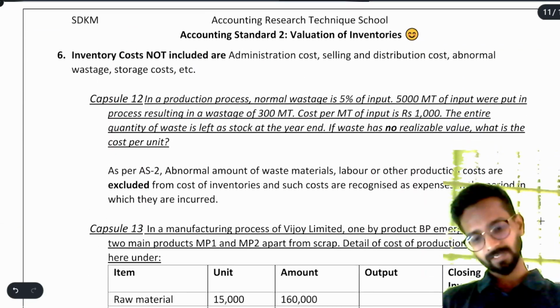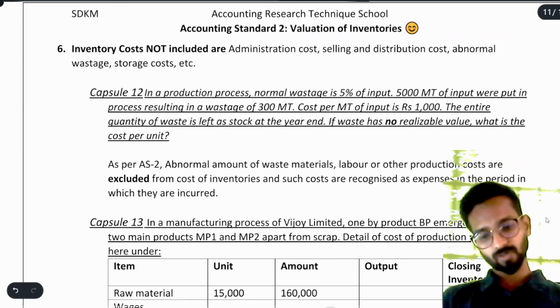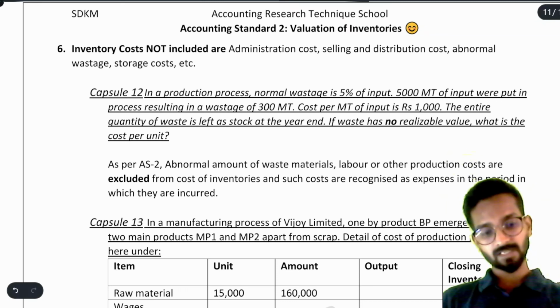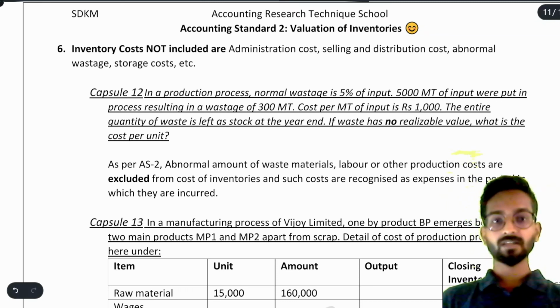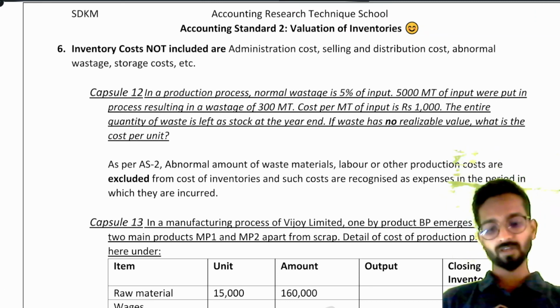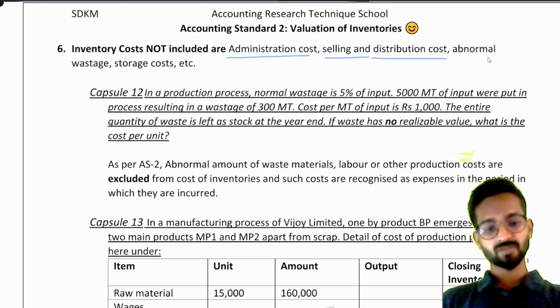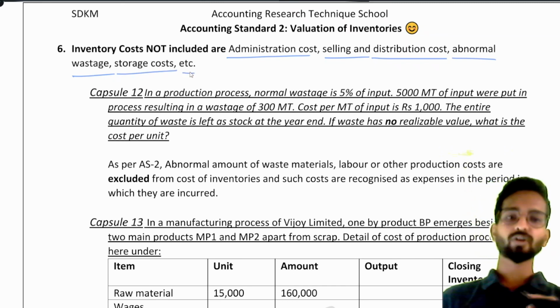Now, after this we have point number 6, that is talking about inventory cost which are not included. Which are the inventory costs not included? These are those costs you will never add in the calculation, or you can say the valuation, of your inventory. What are those costs? Administration cost, selling and distribution cost, abnormal wastage, storage cost, etc. See what they are talking about.